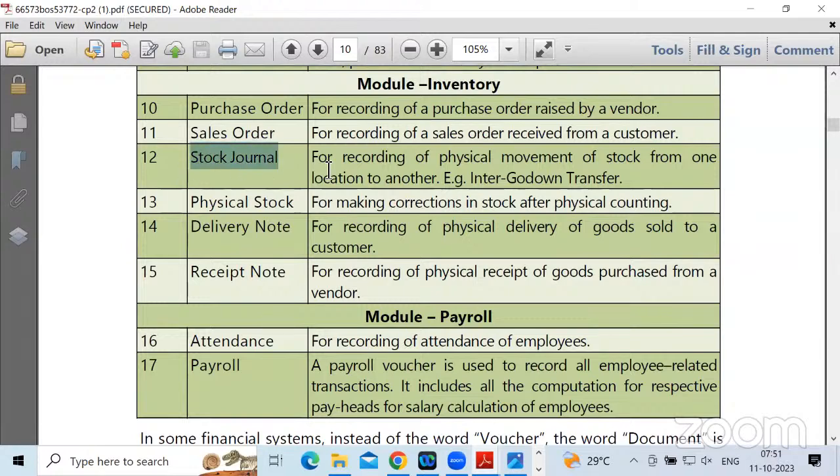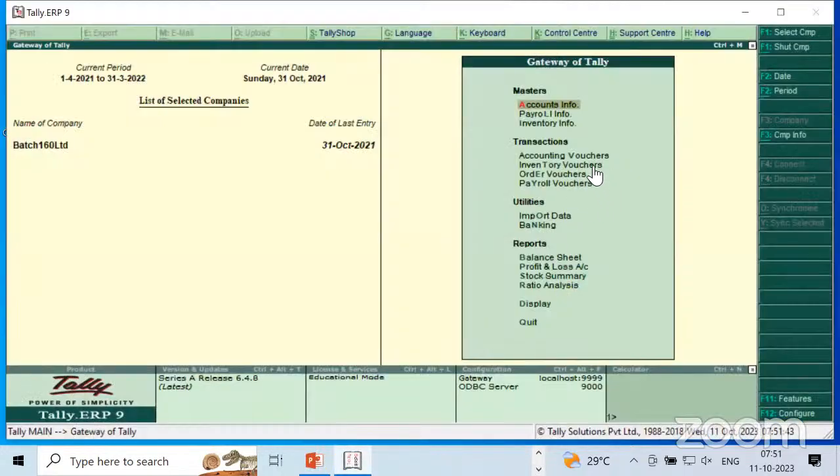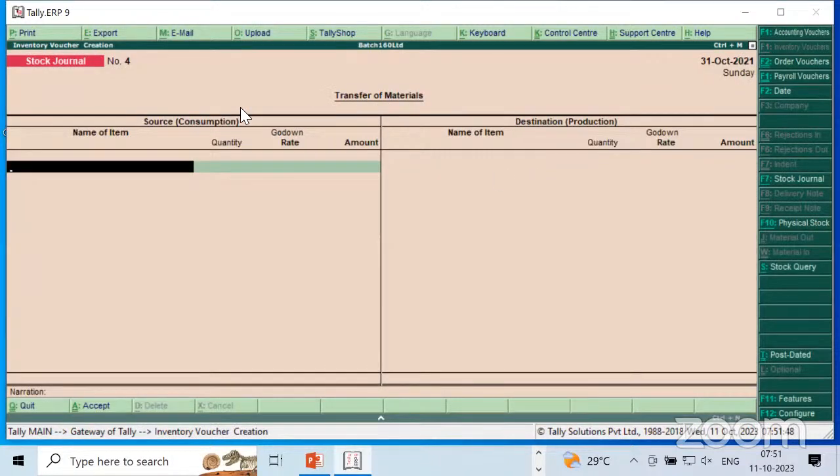Stock journal. Stock journal is meant for physical movement of stock from one location to another location. I hope all of you will be aware of this stock journal. You go to inventory vouchers, you will understand. Now, this is transfer of material. This is called a stock journal. So, transferring material from one godown to another godown. So, you have the source and you have the destination. If you transfer, this is considered to be stock journal.